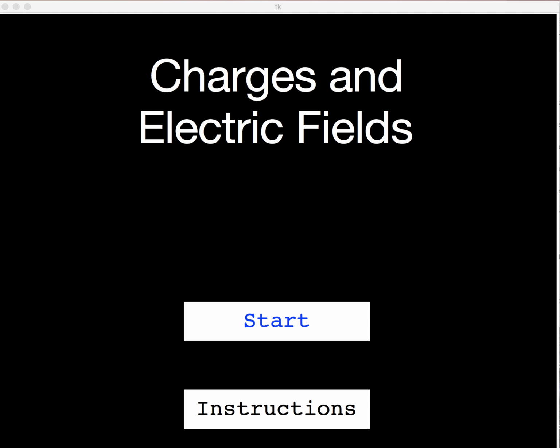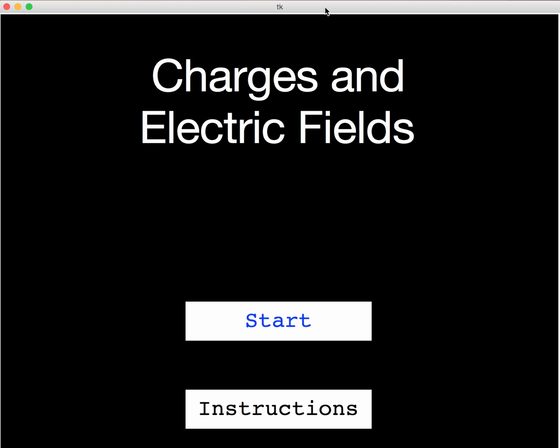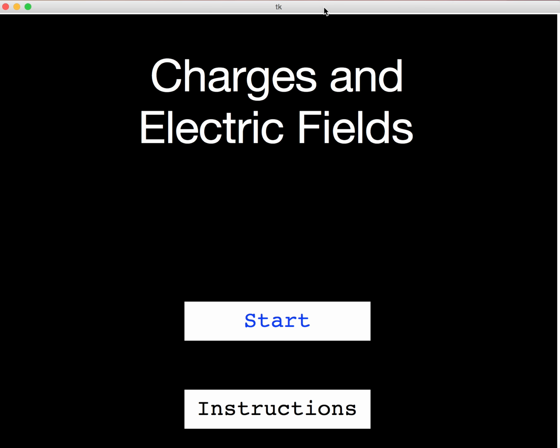Hey everyone, this is my Charges and Electric Fields Simulator term project. My idea for this project just came from the idea that programming is taking the real world and translating it into something that a computer can understand. So in order to showcase what I've learned through this course, I really wanted to create something that simulated the real world. And I figured there was nothing more real world than physics, so I decided to create this simulation for charges and electric fields.